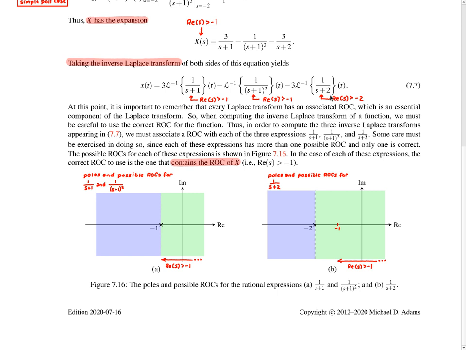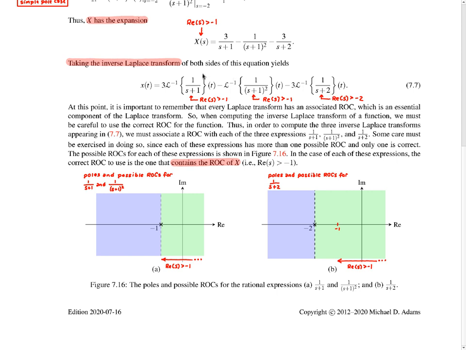At this point, we need to remember that the region of convergence is a fundamental part of the specification of a Laplace transform. So when we compute the inverse Laplace transform of a function, not only do we need to know the algebraic expression for the function, but we must also know its region of convergence. Therefore, we need to determine the region of convergence to be used for each of these functions whose inverse Laplace transform is to be taken.